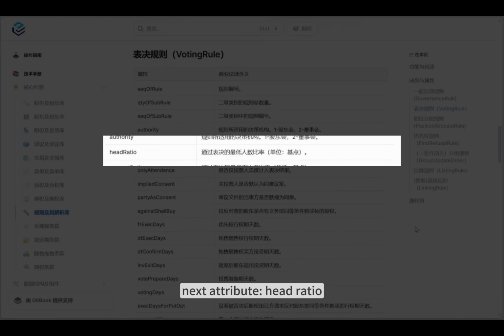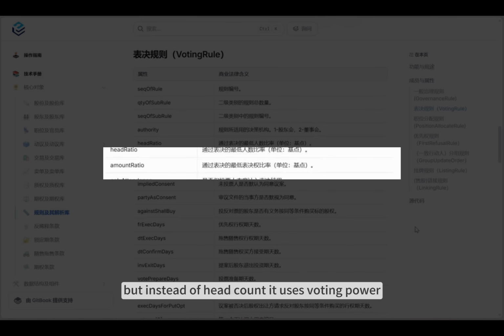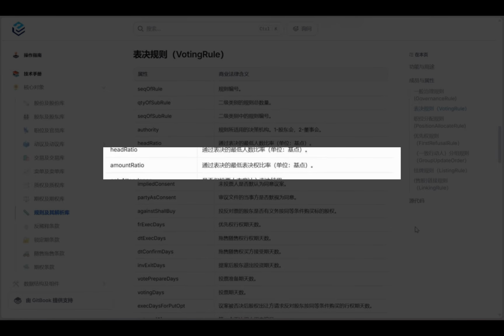Next attribute, head ratio. This is the minimum passing threshold calculated by head count. It answers, if we count by the number of right holders, what is the minimum percentage needed for the matter to pass? Next attribute, amount ratio. This is similar to head ratio, but instead of head count, it uses voting power. In other words, what is the threshold, 50%, 60%, or 66.67%, required for passage based on voting power? These can all be set flexibly.